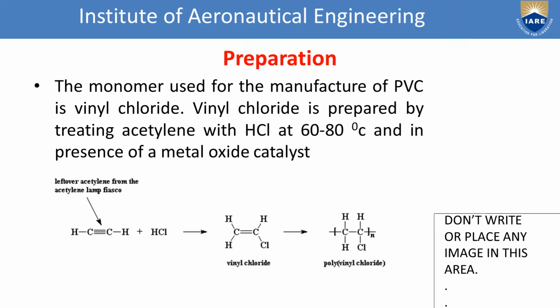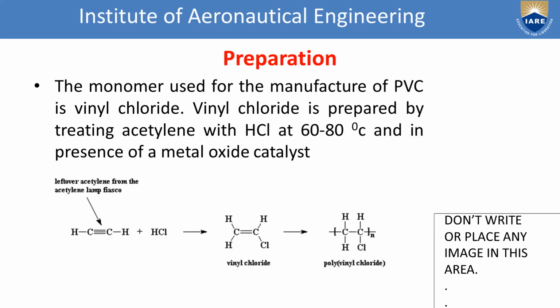Now we see how to prepare vinyl chloride. Vinyl chloride is prepared by treating an acetylene molecule with hydrochloric acid at 60 to 80 degrees centigrade, in the presence of a metal oxide used as a catalyst.